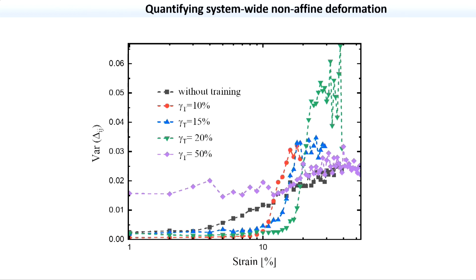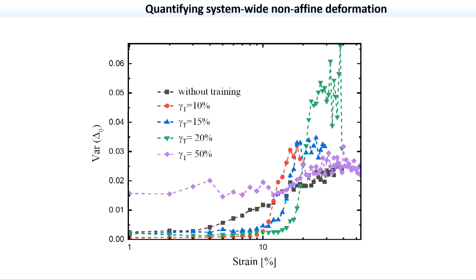Okay. And we have quantified this by the variance of the delta ij parameter, where we can show that without training, the total non-affinity remains small, but soon it builds up. Whereas for the trained sample, the non-affinity builds up around the training amplitude. And when you train it with very high amplitude, you're starting from the beginning, your non-affinity is high, but then it remains at that level.